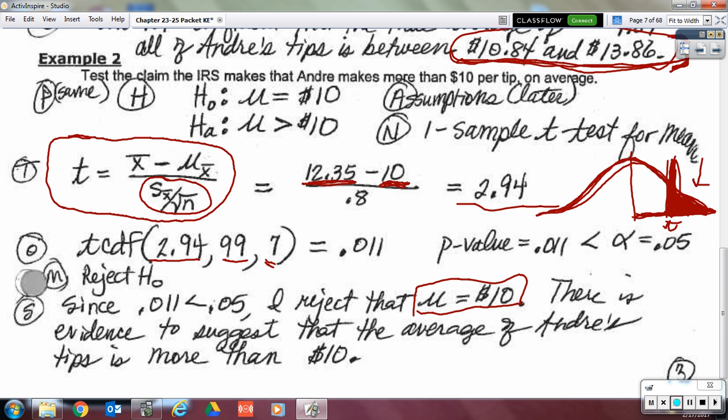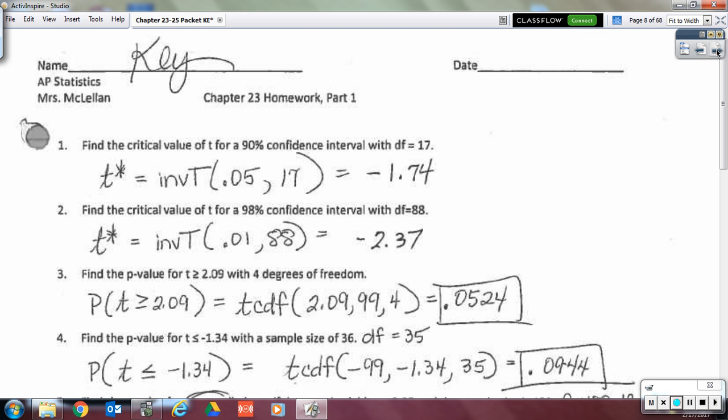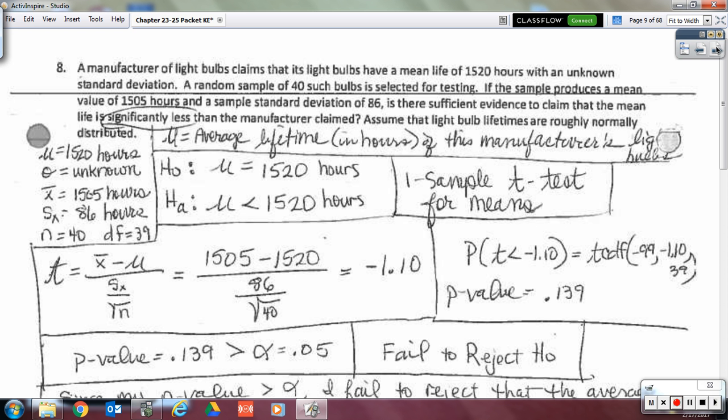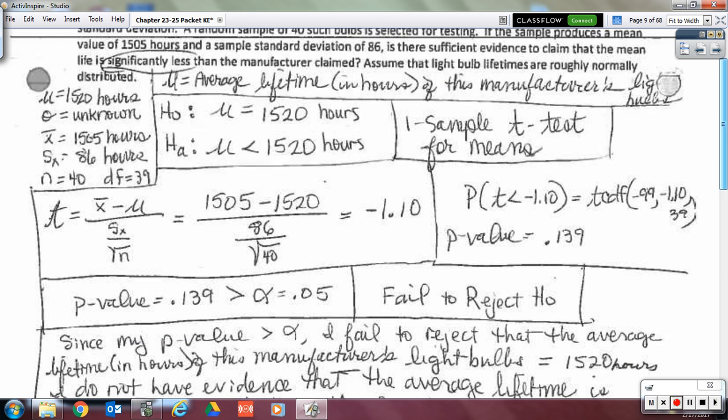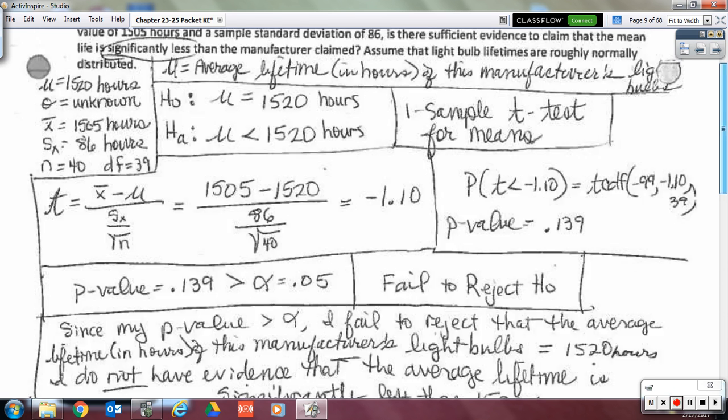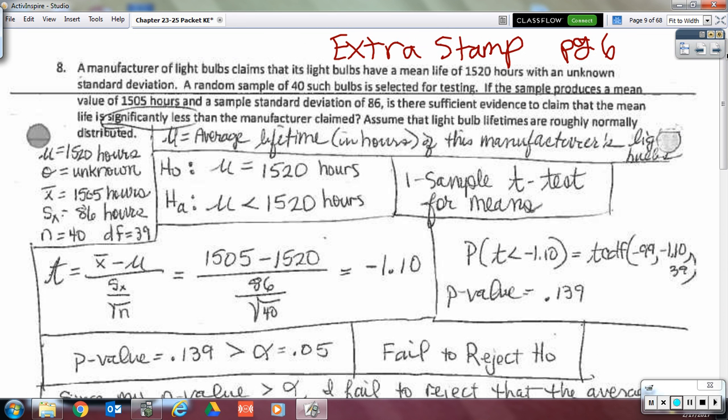All right, now, we did not get to page 6 yesterday. That is problem number 8 and 9. So page 6, we actually have several problems to do for homework, and I want you to have class time to do some. So this one is actually going to be an extra stamp. It's not required, but you can do page 6 for an extra stamp. All right? So there you go. It is 2 of the tests. It's the one sample t-test for means on the top and on the bottom, and then you don't have to do the assumptions, so it's not too bad.